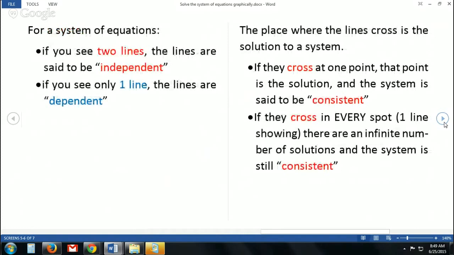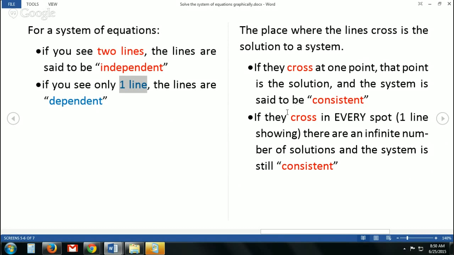Now, once we've done that, there are a couple of things that we'll want to use as words to describe our systems of equations. Anytime that you draw the picture and you actually see two distinct lines, we call this an independent system. The two lines are independent of each other. When you only see one line, then you would call it dependent instead. So 2 lines, independent. 1 line, dependent.